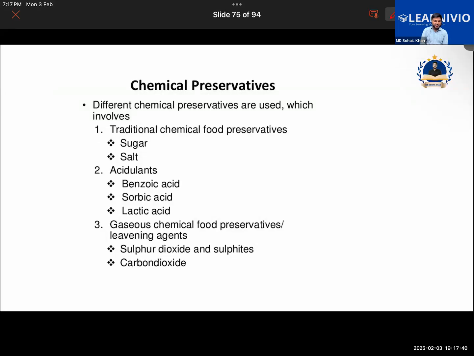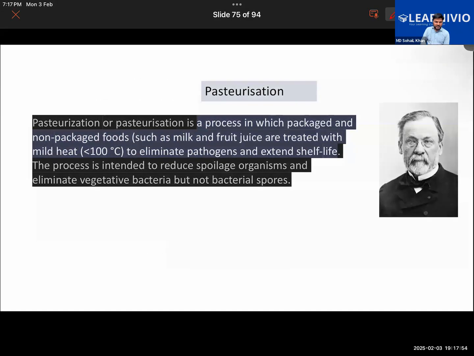Apart from that, we can also use lactic acid or sorbic acid. That can also be used. Then you have sulfur dioxide or carbon dioxide. So these chemicals can also be used to preserve the food. Other than that, we have other methods like pasteurization, in which the food first will be heated. Okay, then it will be immediately cooled down, right? So this is done to get rid of the microbes present in the milk particularly.